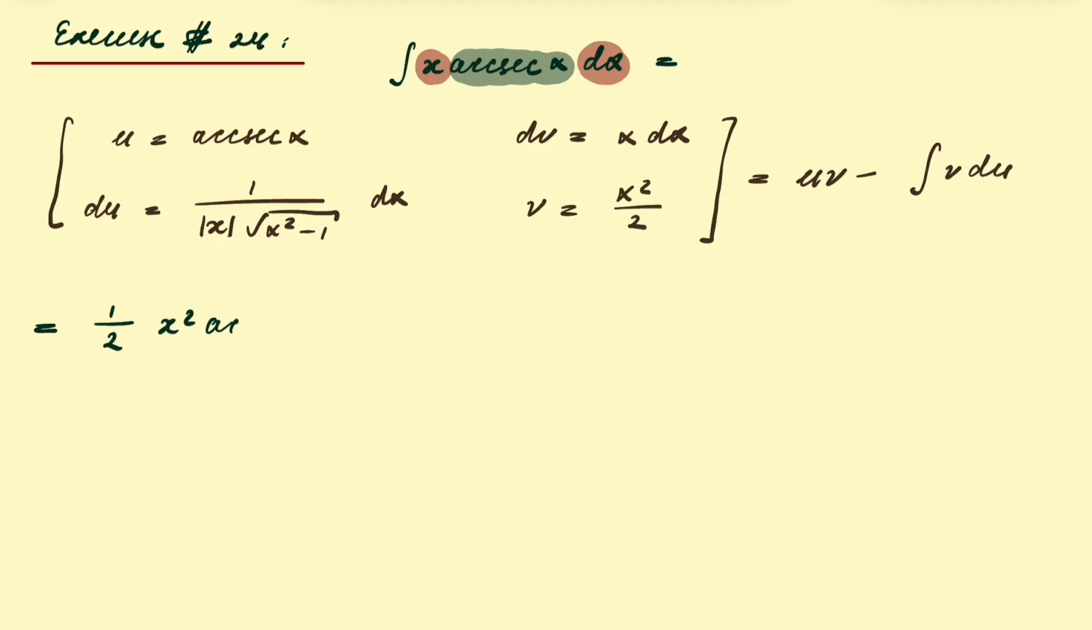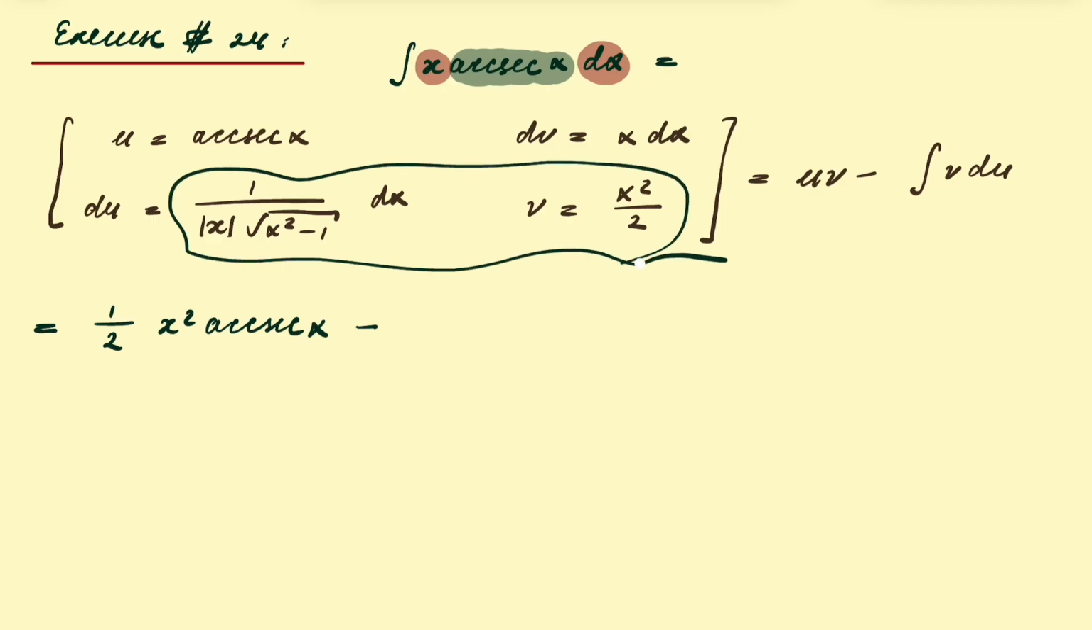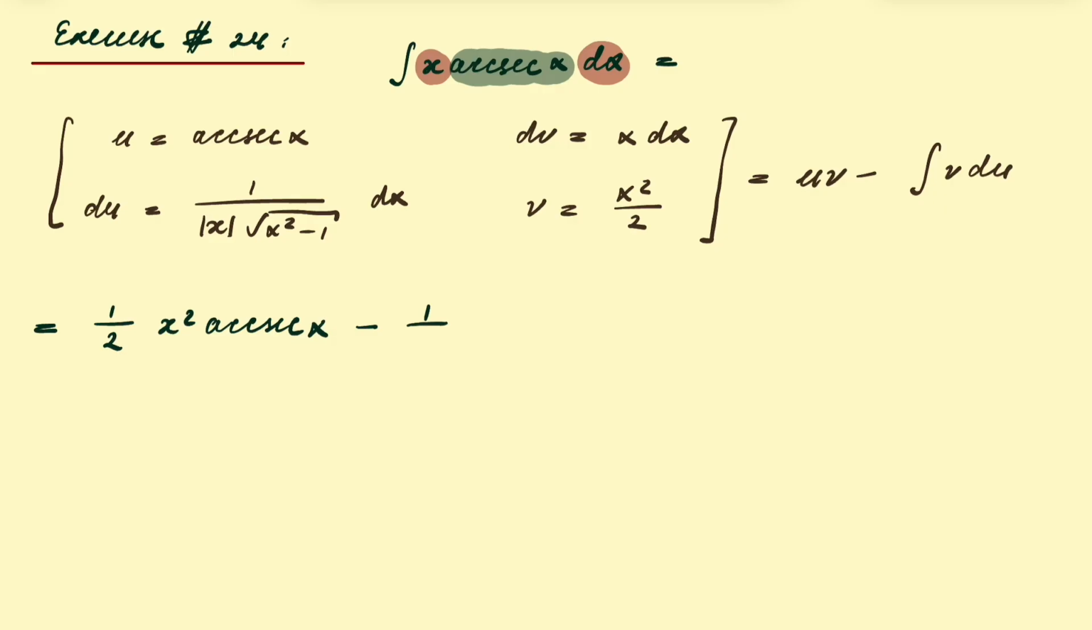Alright, now we have x squared over 2 times arcsec of x, which is 1 over 2 times x squared times arcsec of x, minus, now we can write 1 over 2 out of an integral again, because 1 over 2 is a constant, so we can write minus 1 over 2 times the integral of x squared over x times the square root of x squared minus 1 dx.